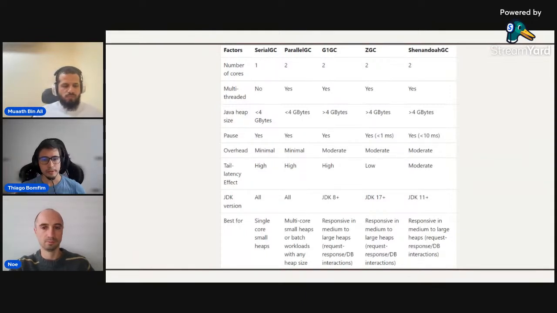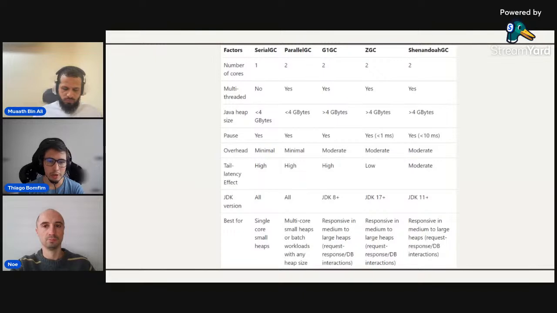Okay. But again, this is the balance between throughput and latency. If you have huge memory, huge CPU, a lot of cores, a lot of memory, probably we don't have problems with throughput or with latency.